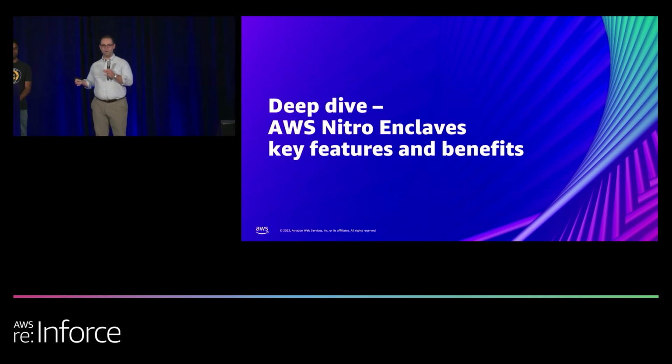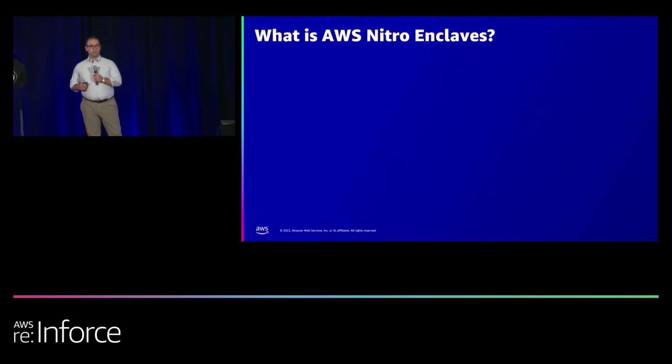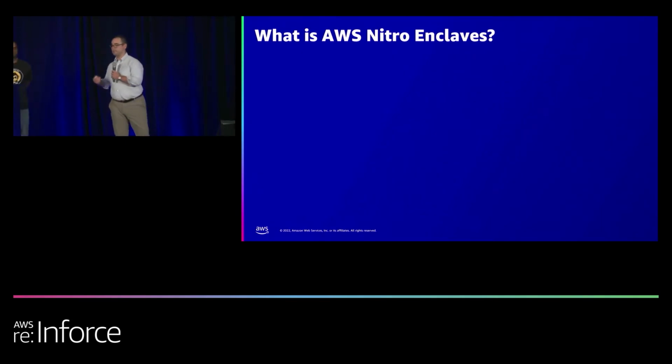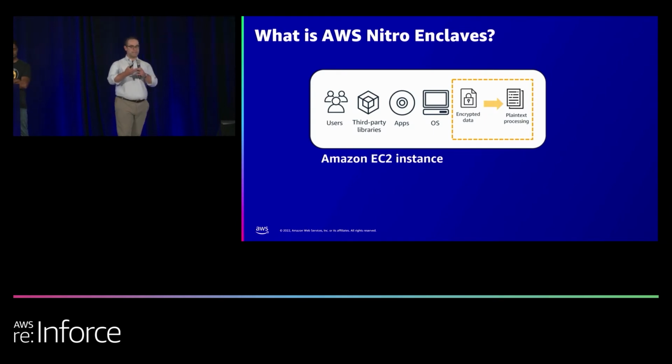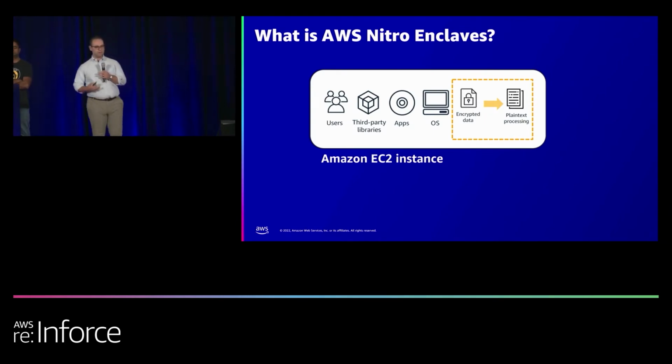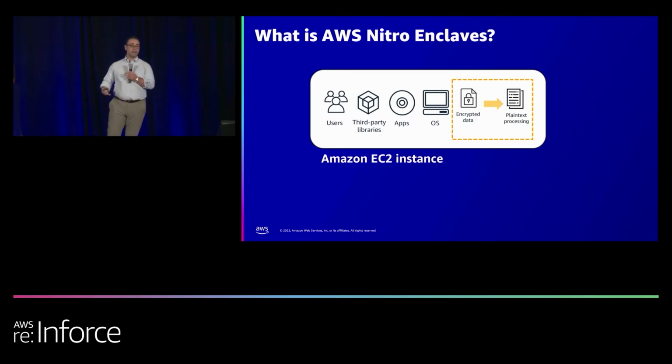So what then is Nitro Enclaves? How is it different? How does it relate? So Nitro Enclaves addresses, I think, that second dimension of confidential computing that Arvind mentioned earlier. It takes a scenario where customers within their own EC2 instance have their users, third-party libraries, applications, and rich operating system stacks running all together alongside their most sensitive data.